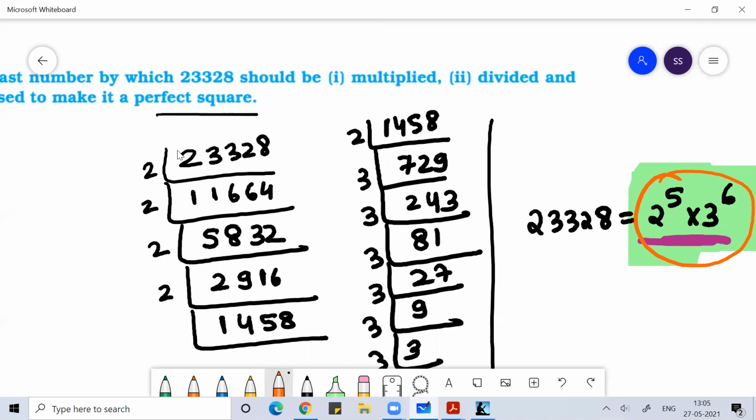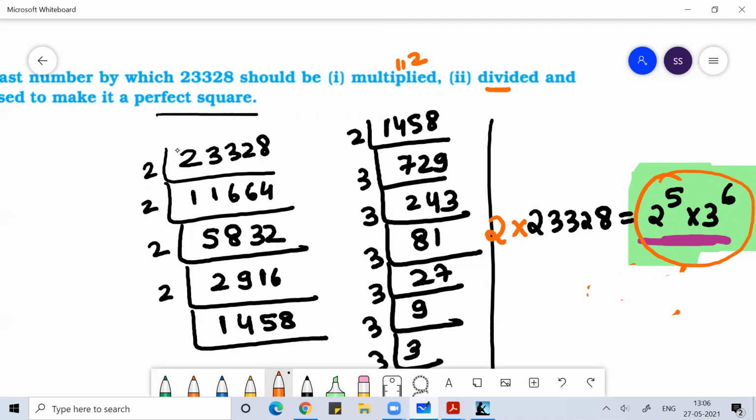Another 2 we can add. If we add another 2 into this, it will become 2 to the power 6 into 3 to the power 6, and this is a perfect square. Can you understand this? So what should you multiply? You should multiply it by 2. If you multiply it by 2, it becomes a perfect square. Clear? Yes, sir.